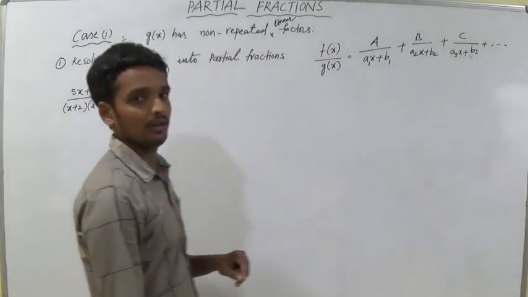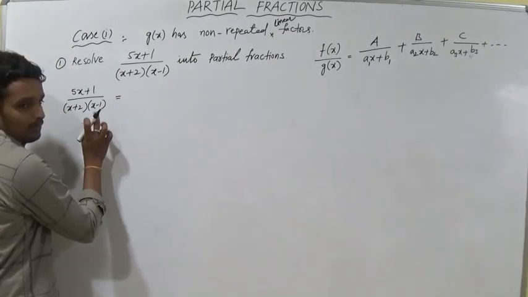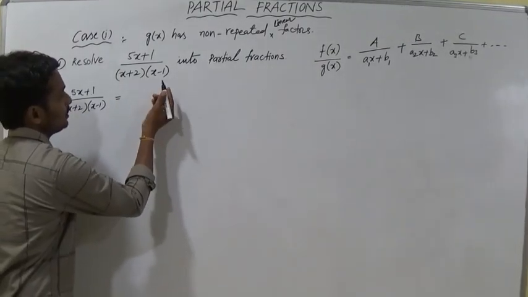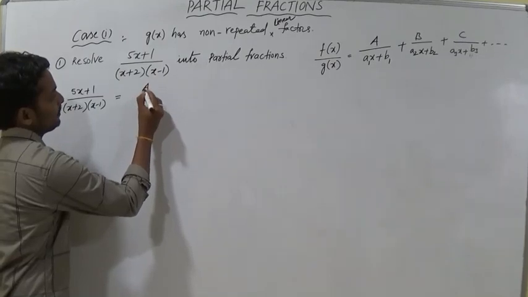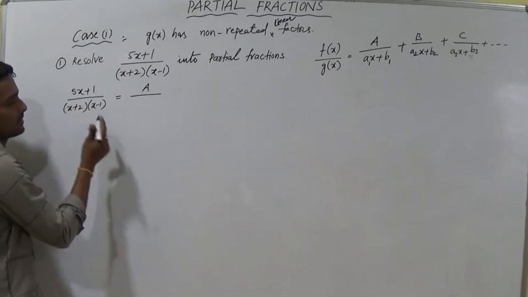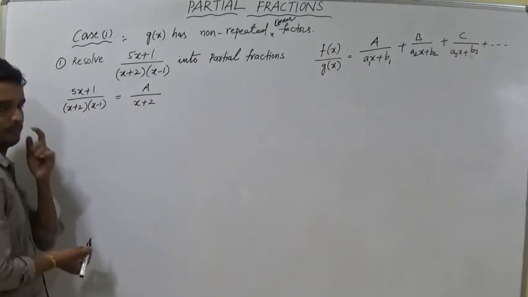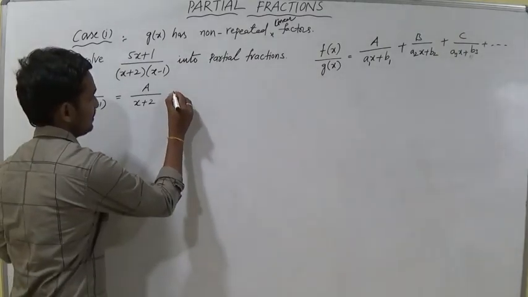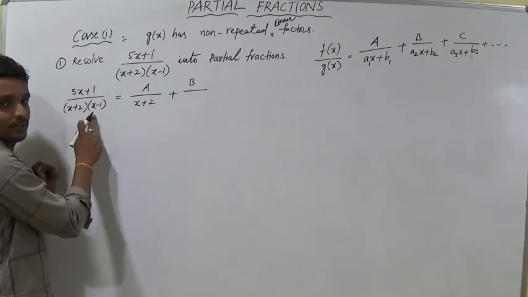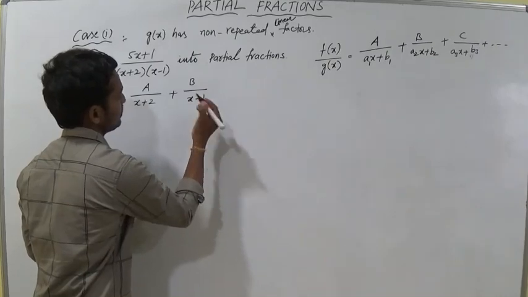Are you okay? So now we can decompose this. How can we decompose? Please pay attention. It's very easy. First we write A by the first factor of g(x), x+2. Now we write the denominator x+2, plus the second term B by the second factor, x-1. So now we write x-1.